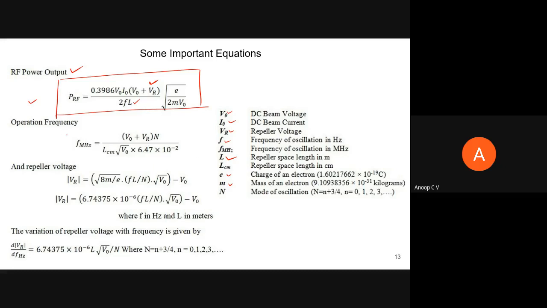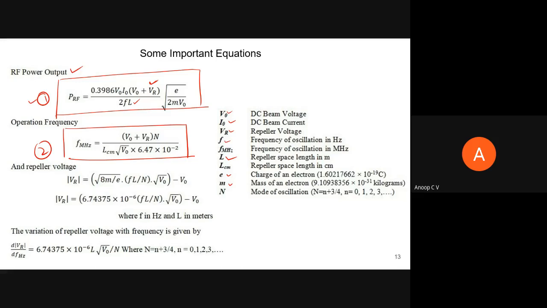Then the frequency of operation, F in megahertz, is given by this expression. Just remember this, in case a problem is asked in the exam, at least these two equations. We don't have to derive it. Its derivation is very simple, it's not that difficult. The basic idea is that the kinetic energy of the electron is being transferred to electromagnetic energy. Using that idea, we can derive all of this, but it's similar to things you might have done in smaller classes, so we don't have to do that.